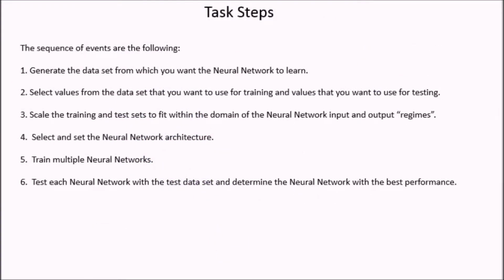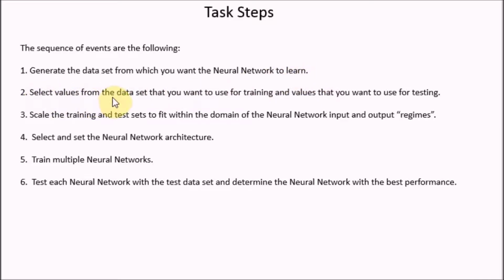So we have a series of steps that we want to go through, and the sequence of events are as follows, and I'm just going to read these. You want to generate the data set from which you want the neural network to learn. In our case, we're going to use a quadratic function. So you have to generate the data. If you're going to do a flight control system, then you've got to get the flight control data, whatever you want to train the neural network on.